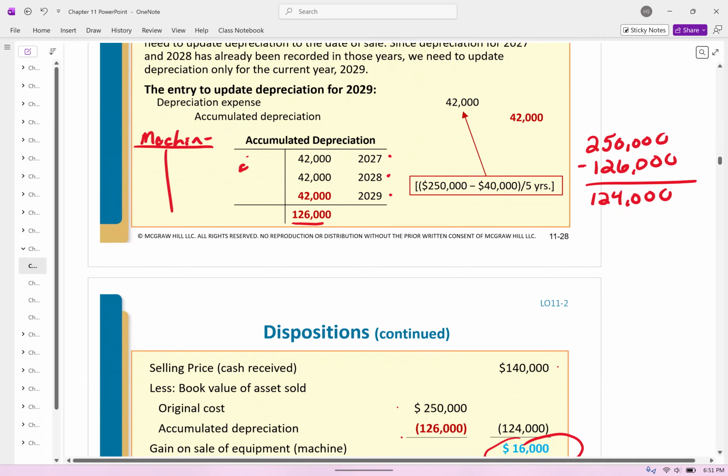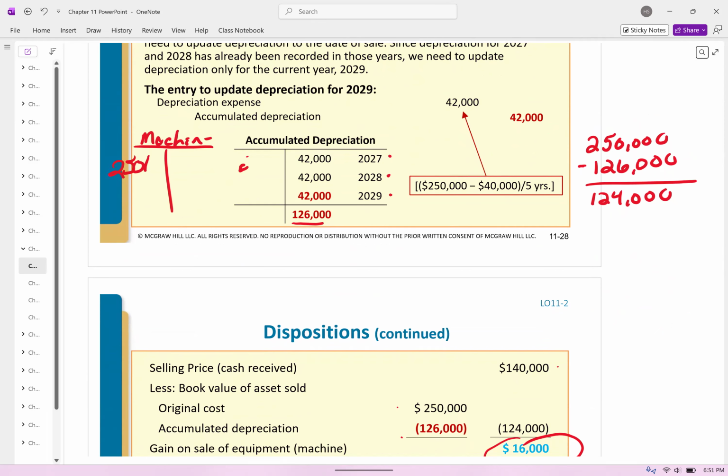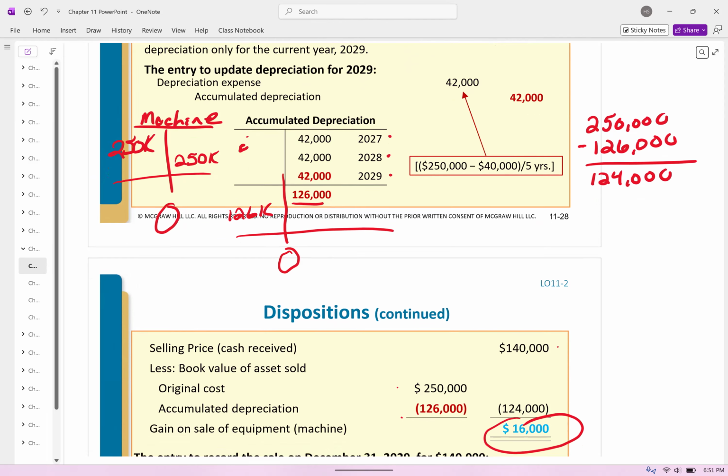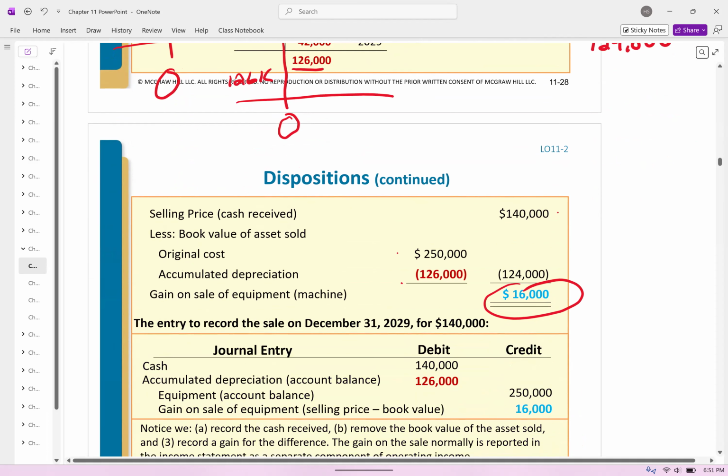It has 250K in there. Okay, so we have to make that account 0. So we're going to credit that machine for 250K. This account we have to make 0. So we will debit it for 126,000. Okay. There's 3 of the 4 things that you need on this journal entry. So 3/4 is 75%. That's passing, y'all. Okay. That's all you need when you take the CPA exam.